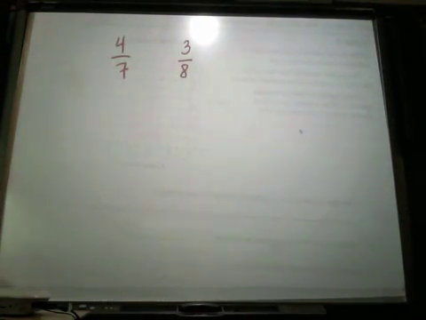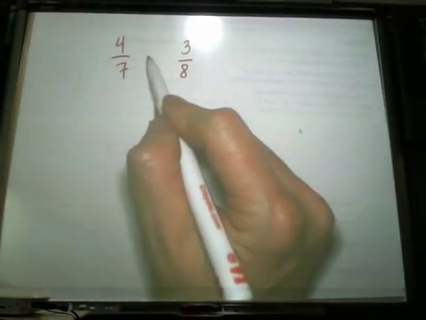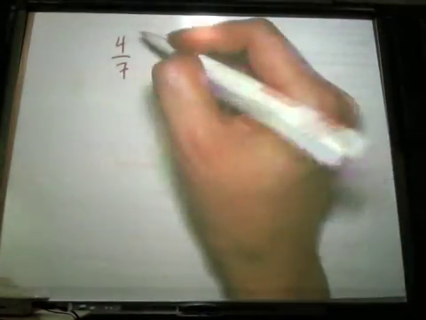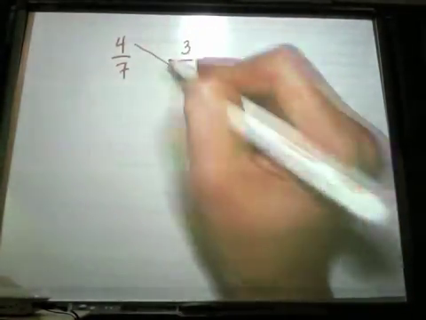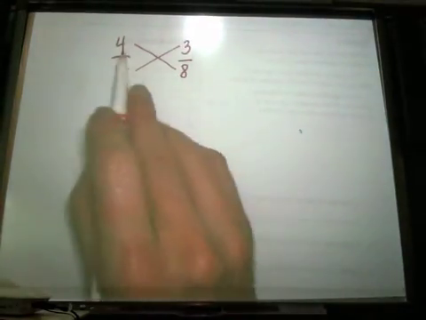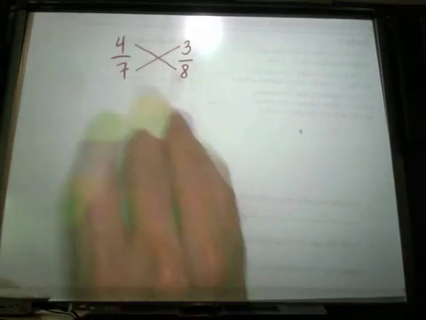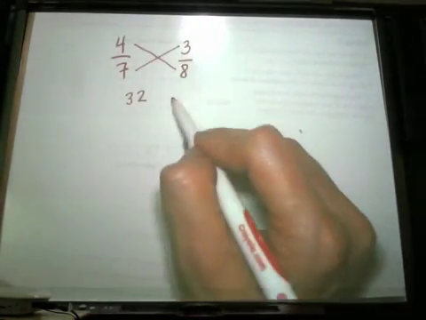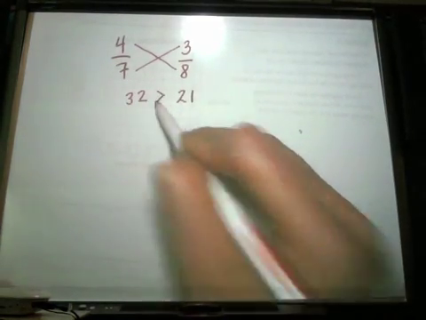Here is a little trick we can do. We're going to kind of cross multiply, but normally remember cross multiplying would be if there was an equal sign and a missing number, a variable. Here's what we're going to do. We're going to cross multiply and we're going to keep them in the order that they're in. So I start up here, 4 times 8. I'm always going to start with this cross. 32, 7 times 3, 21.